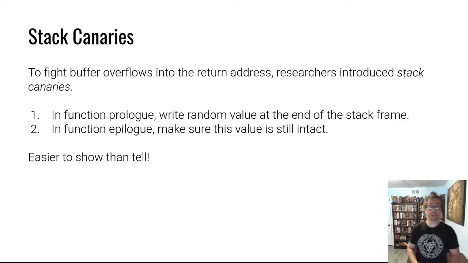How does a canary work? It's fairly straightforward. In a function prologue, you take a random value and you write it to the end of the stack frame, right after all of the buffers, as you can identify them, to the right of them, or right to the left of the return address and saved base pointer. And then in the function epilogue, you make sure that this value is still intact. If the canary's been killed, if an overflow clobbered it, then you simply kill the whole program.